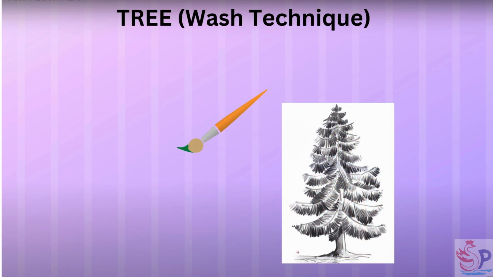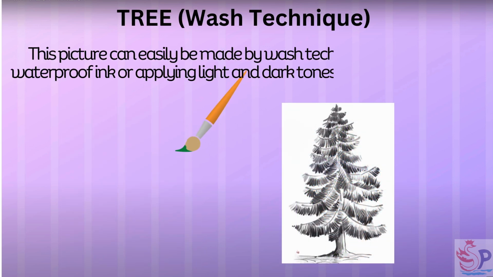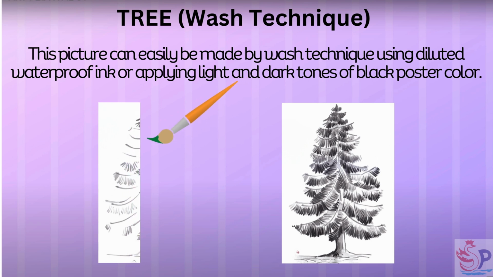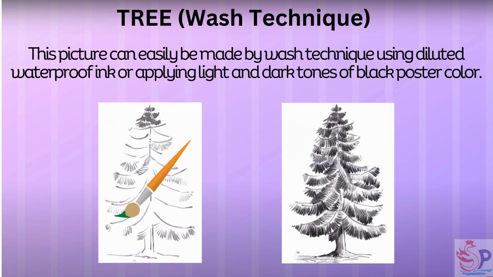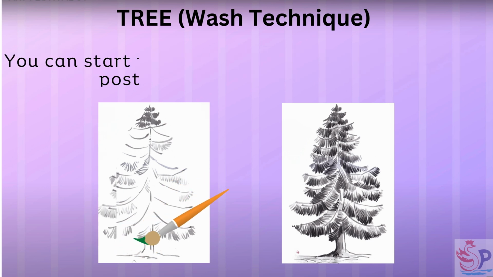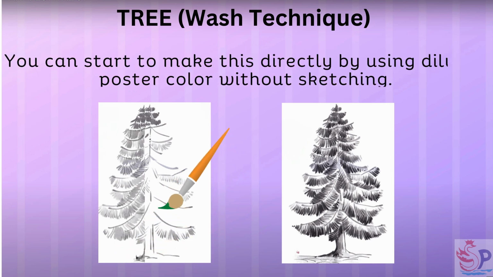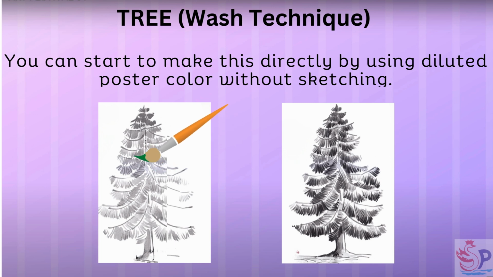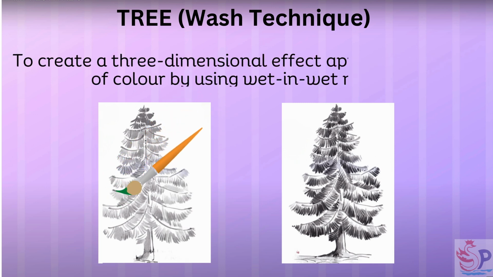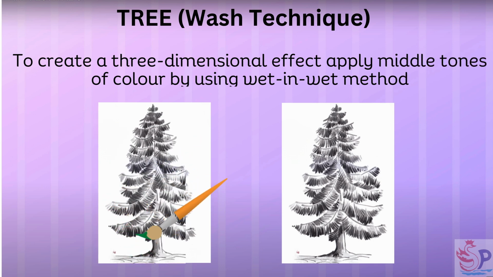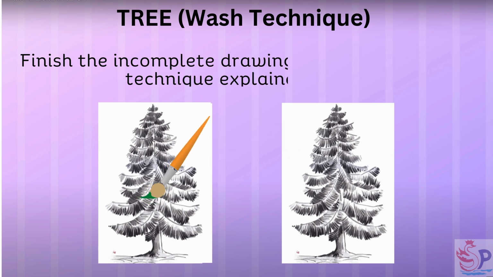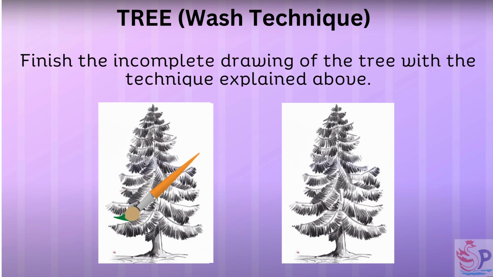Tree, wash technique. This picture can easily be made by wash technique using diluted waterproof ink or applying light and dark tones of black poster color. You can start to make this directly by using diluted poster color without sketching. To create a three-dimensional effect, apply middle tones of color by using the wet in wet method. Finish the incomplete drawing of the tree with the technique explained above.